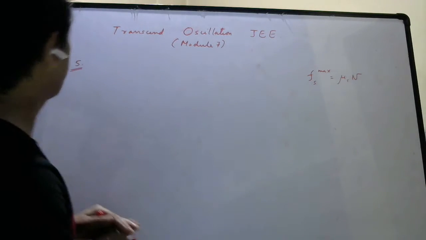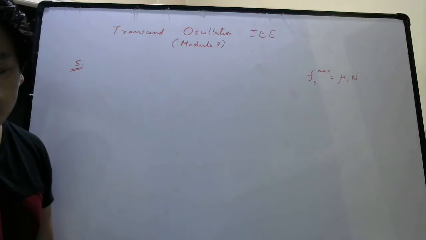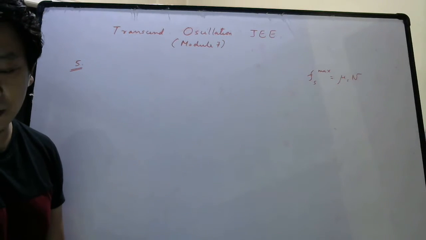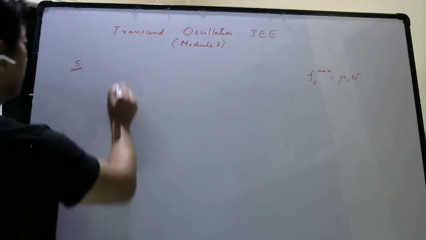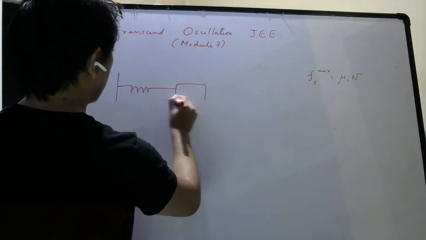Okay. So let us read. A block with mass m rests on a frictionless surface and is connected to a horizontal spring of force constant K. So there is a block of mass capital M.